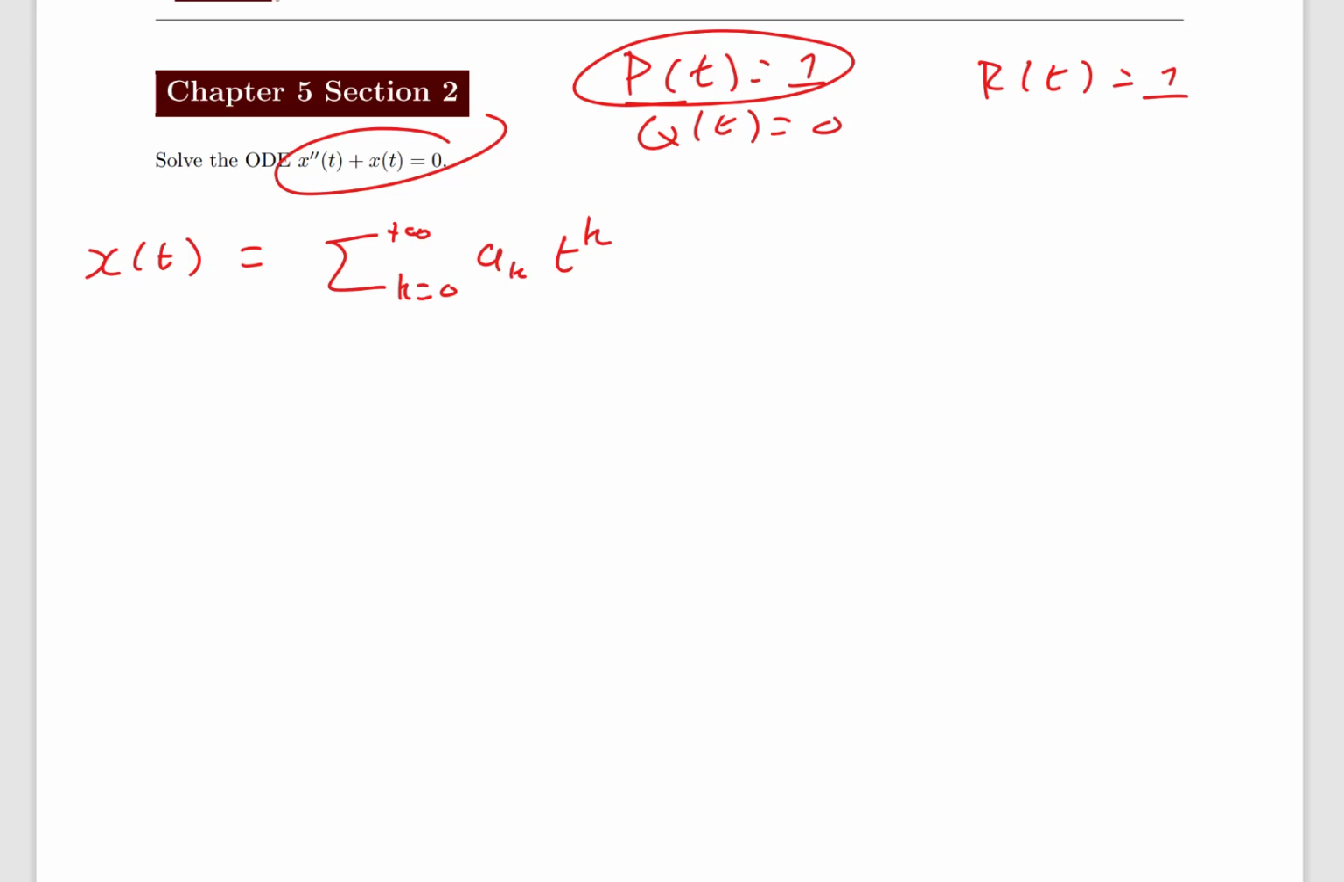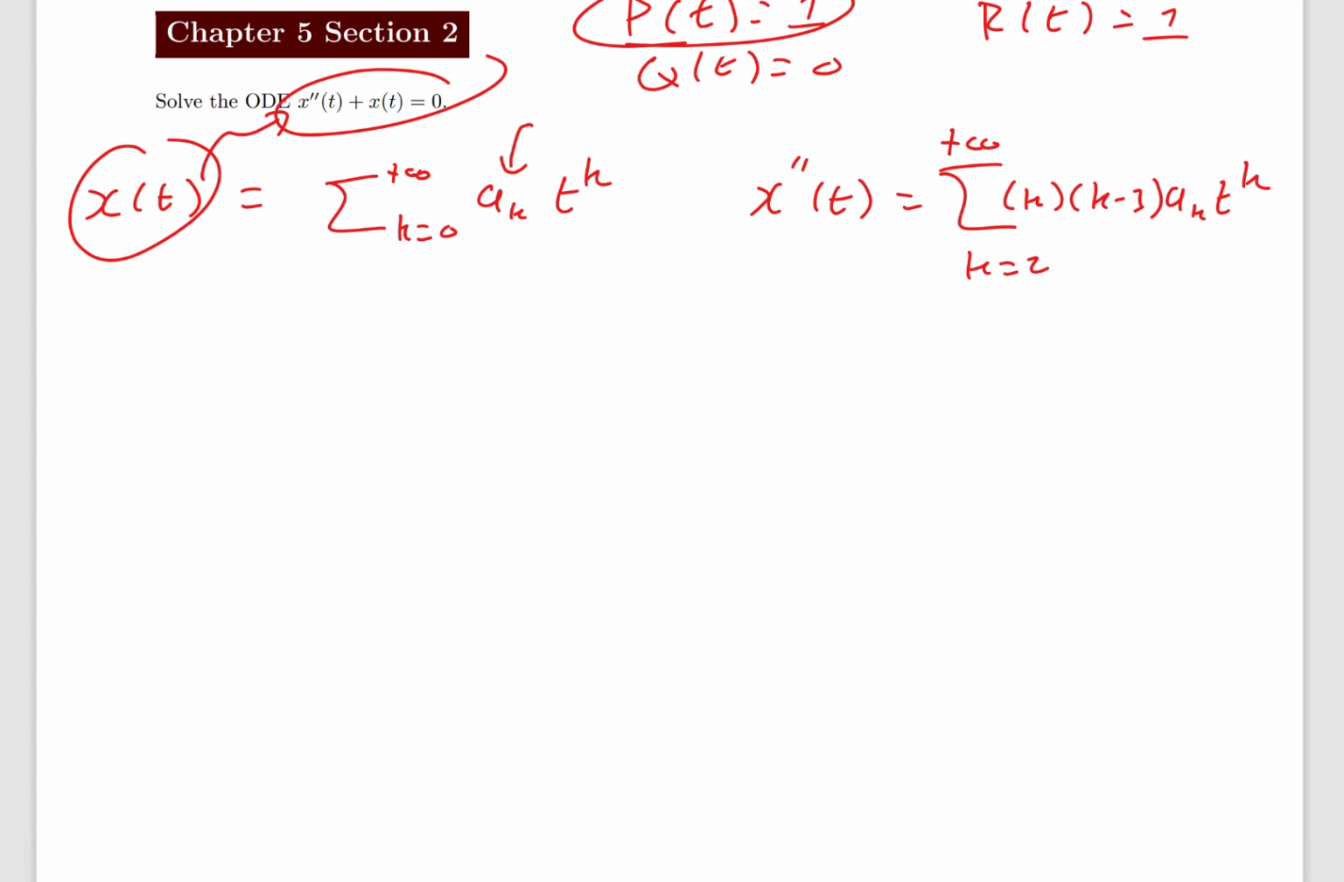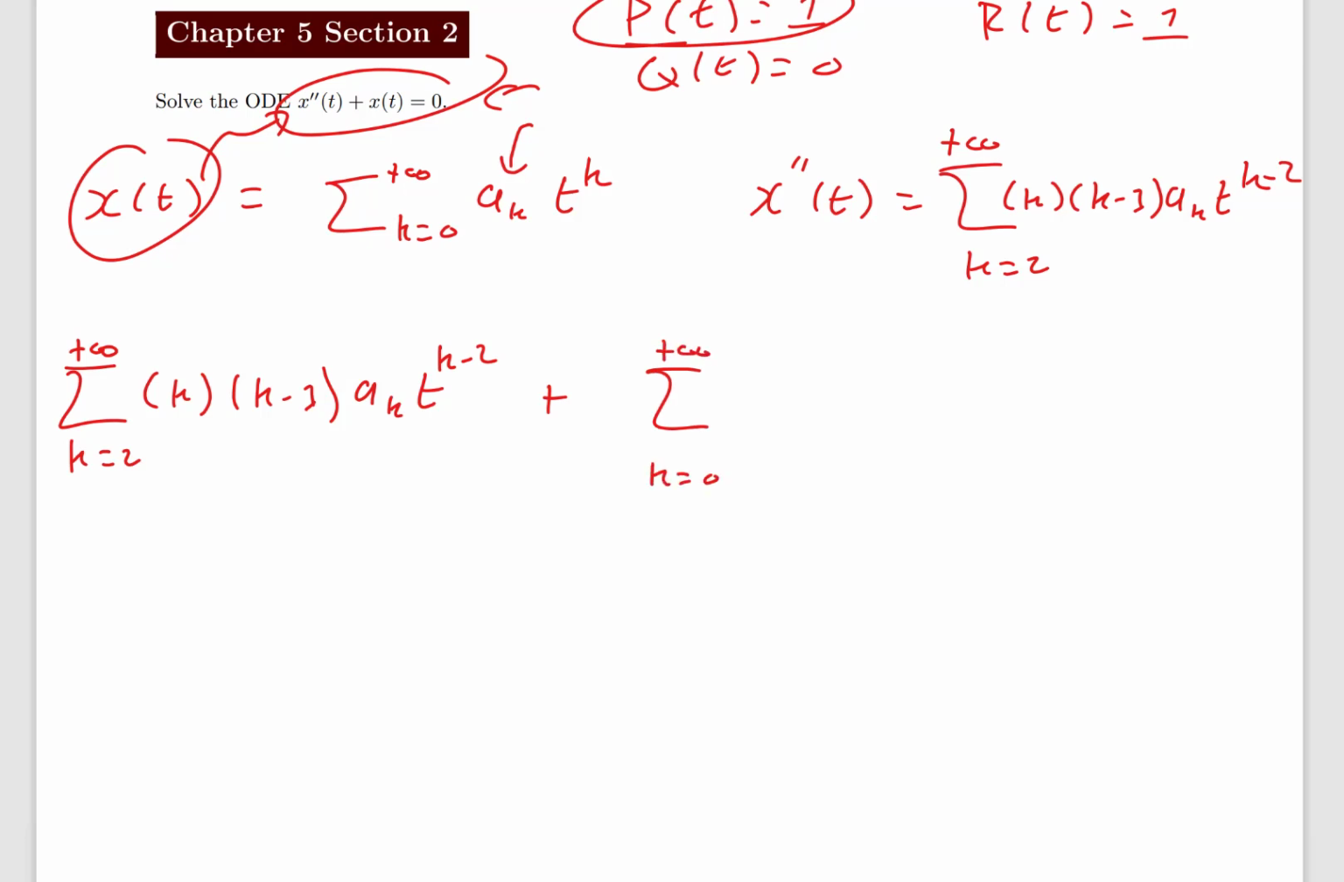Okay, what I'm going to do now is plug this expression for x into this differential equation and see what it tells me about the coefficients ak. So remember, we computed in the last video that x double prime of t is the sum k equals 2 to positive infinity k times k minus 1 ak t to the power of k minus 2. Now observe what happens when I plug it into the differential equation. I'll have x double prime, which is the sum k equals 2 to positive infinity k times k minus 1 ak t to the k minus 2, plus x, which is the sum k equals 0 to positive infinity ak t to the k, and this is equal to 0.